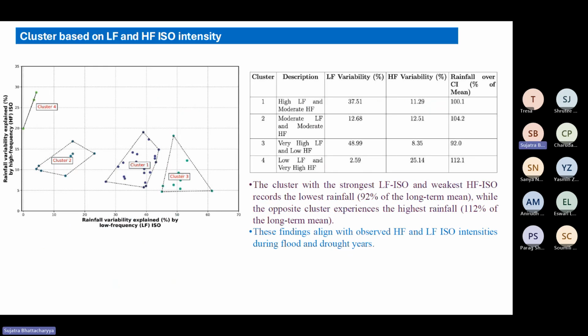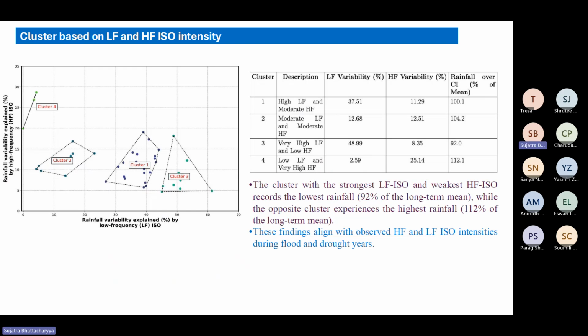In order to understand how this LF and HF modulate the Indian rainfall, what I have done is I have made 4 clusters based on the intensity of LFISO and HFISO. Cluster 3 represents the years which have the maximum LFISO intensity and the minimum HFISO, and cluster 4 has the maximum HFISO.